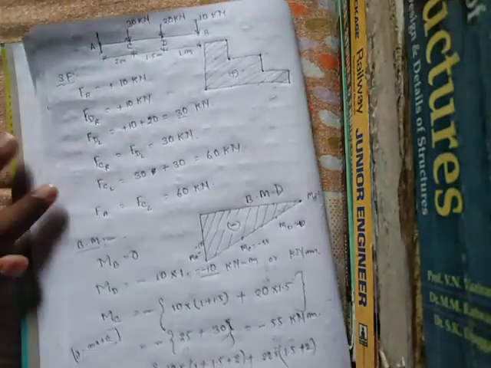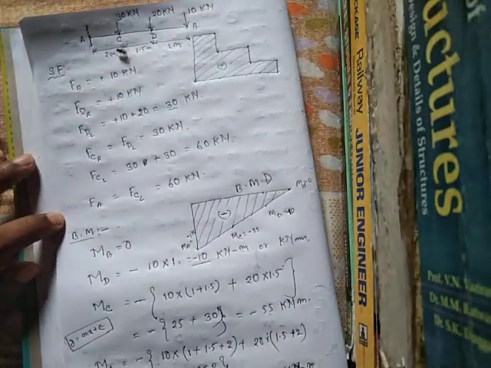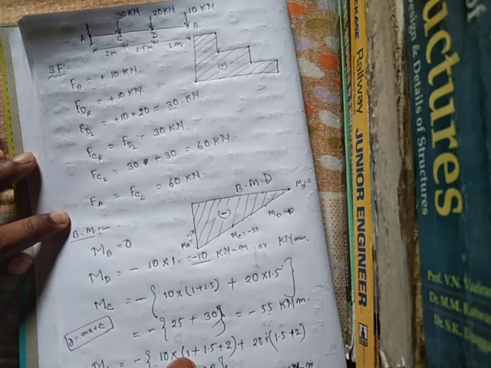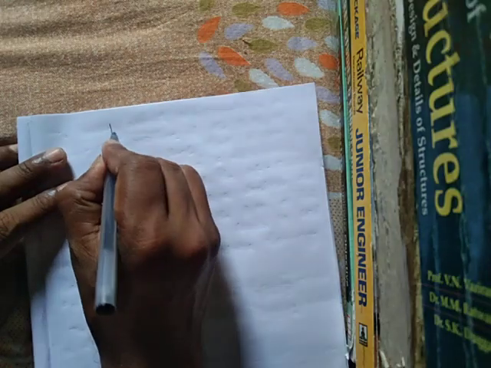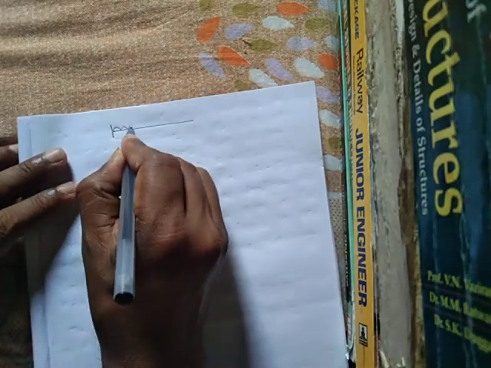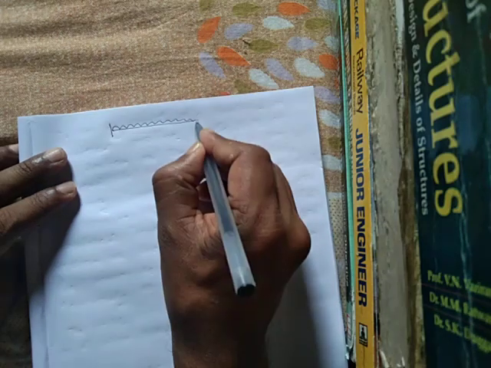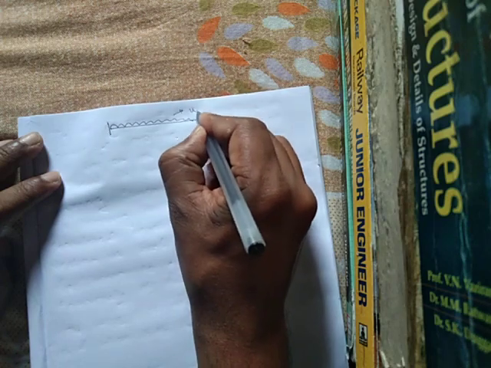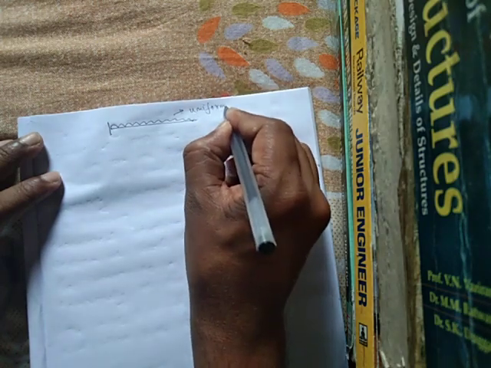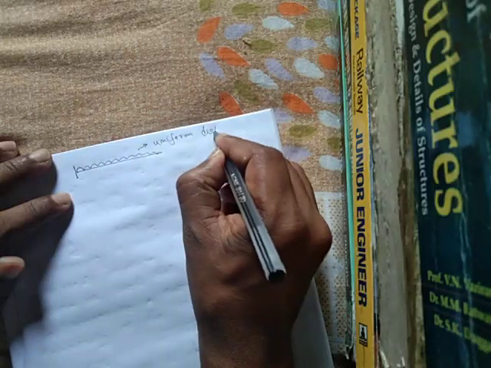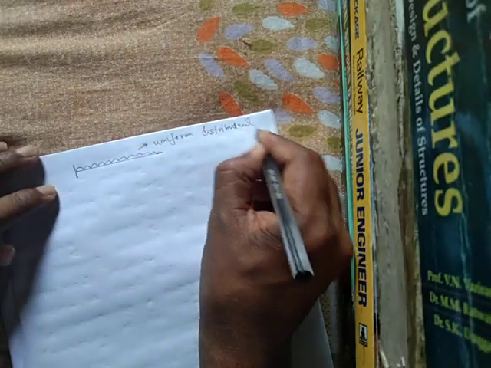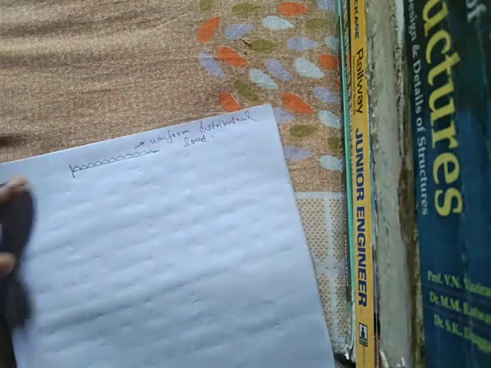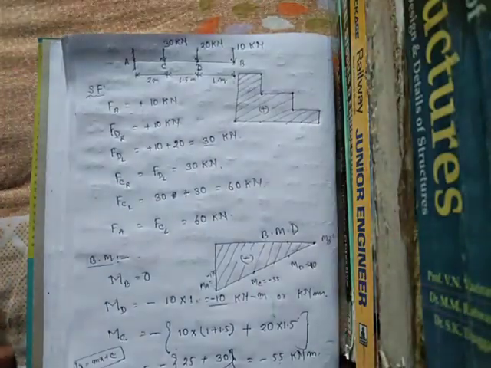In the next class, I will try to draw the bending moment diagram of a cantilever beam subjected to uniform distributed load. This is the uniform distributed load. In the next class, I will draw the bending moment and shear force diagram for that beam.